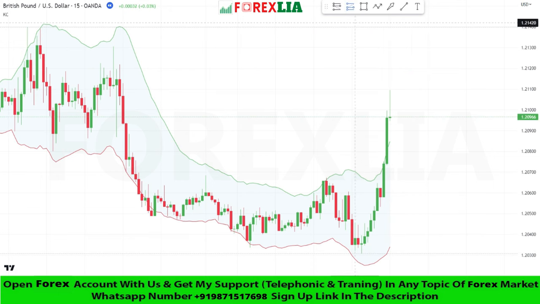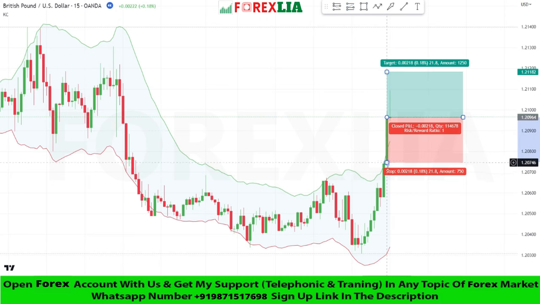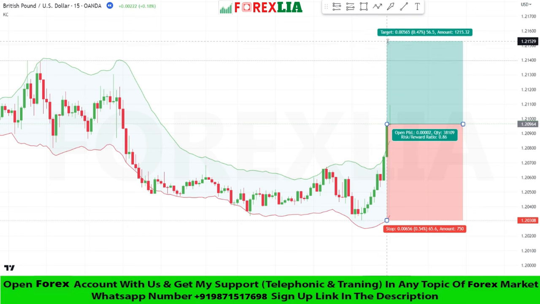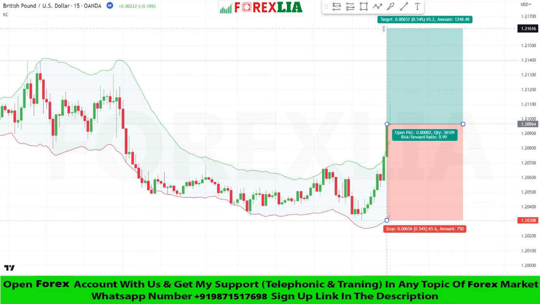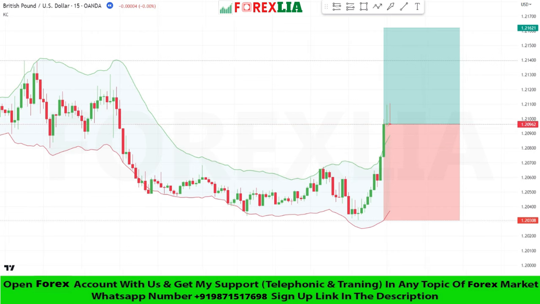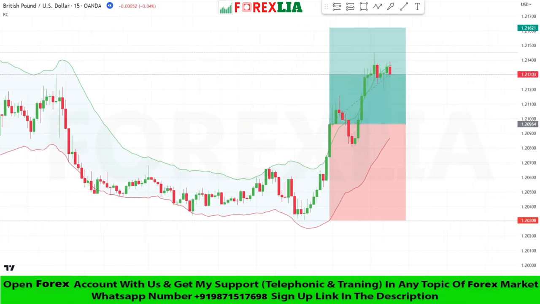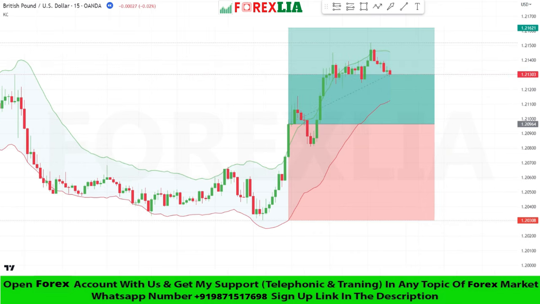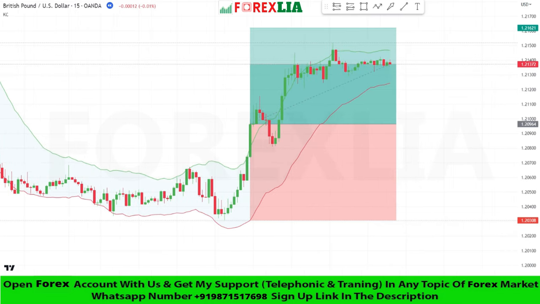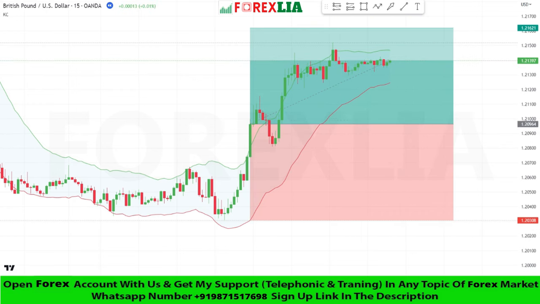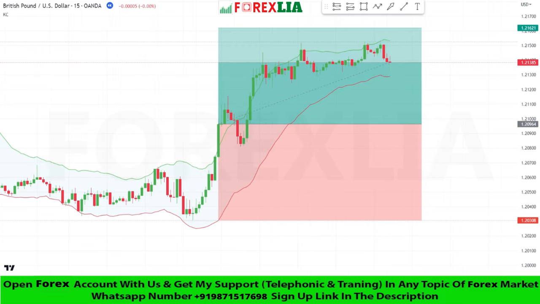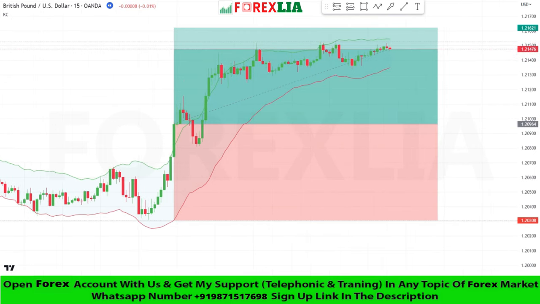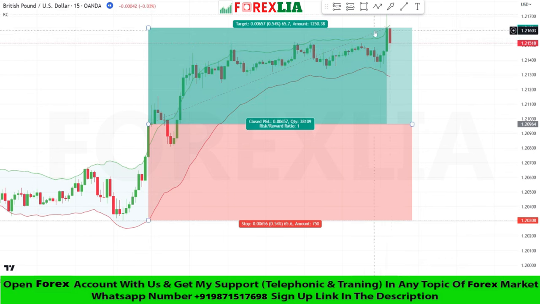Here is the buy signal confirmation. We place a buy trade here. Set the stop loss at the previous low point. Set the profit target at 1:1. We won this trade.